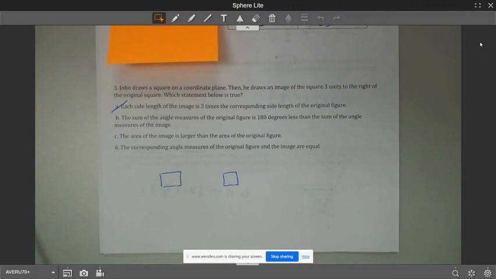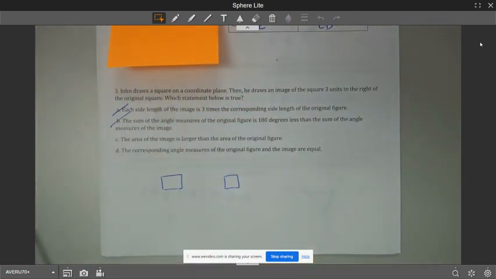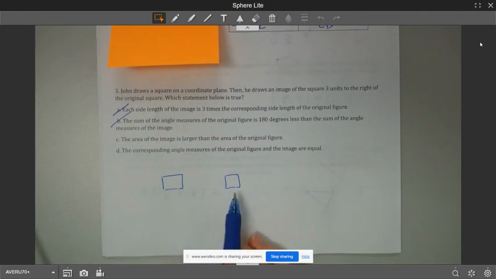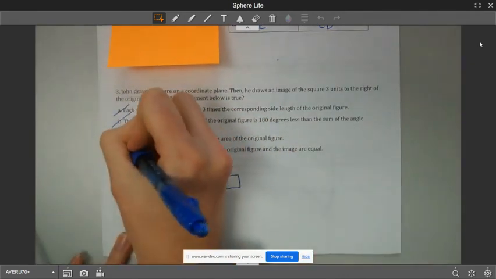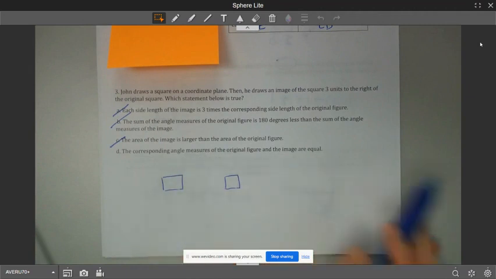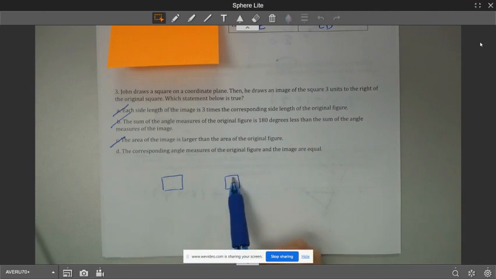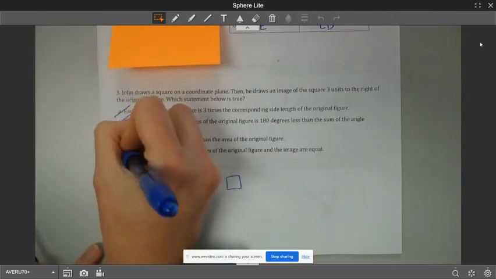The sum of the angle measures of the original figure is 180 degrees less than the sum of the angle measures of the image. Okay, well, this was a square. This is still a square. All the angles in a square are 90, so have I really changed the angles? No. So B is not right. The area of the image is larger than the area of the original figure. Did I change the side lengths? Did I change the size of the square? No. So how am I changing the area? Doesn't make any sense. The corresponding angle measures of the original figure and the image are equal. Well, an angle in a square is 90. This is still a square, so it's still 90 degrees. D is true.